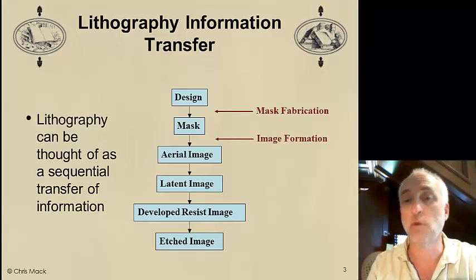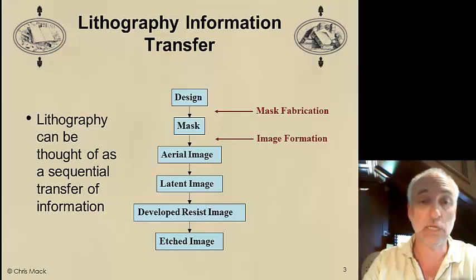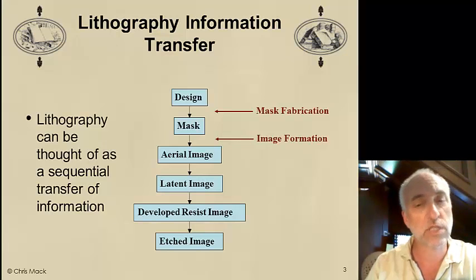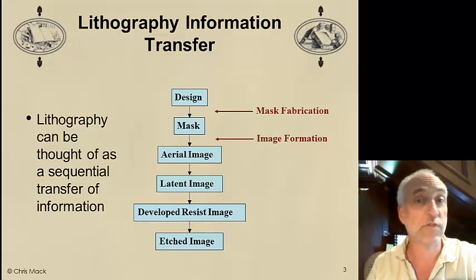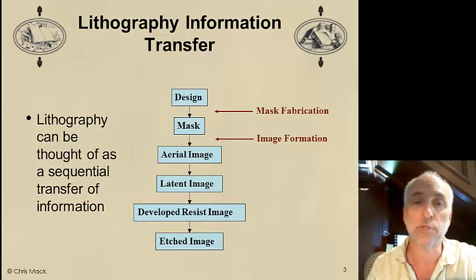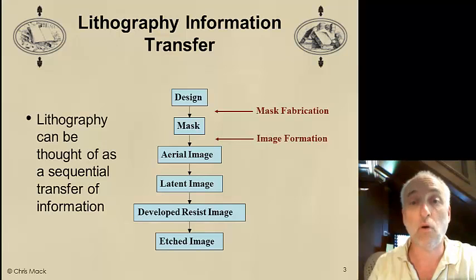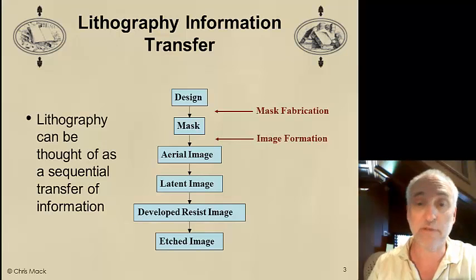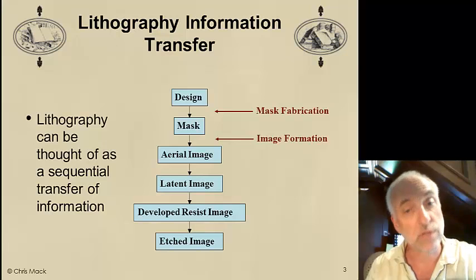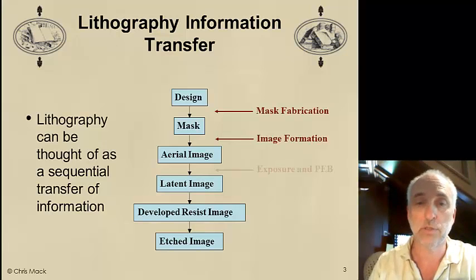Then the mask is used to form an image. First an aerial image and then an image that propagates into the photoresist. But let's just think about the aerial image first. The aerial image is an imperfect representation of the information that's on the mask. It's imperfect because our lens is a low-pass filter. As we've seen, we have a cutoff spatial frequency of the numerical aperture divided by the wavelength, and all spatial frequency information higher than that is lost. Further, if we go out of focus, or if we have any aberrations, any non-ideal behavior in our lens, that too degrades the amount of information in the aerial image.